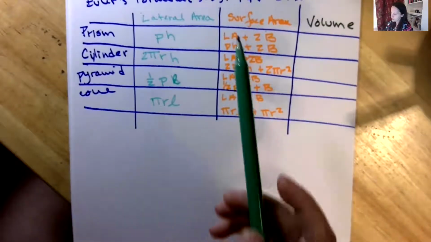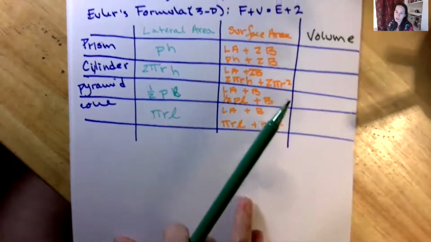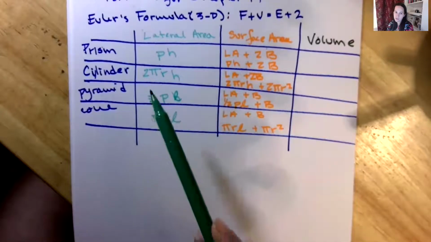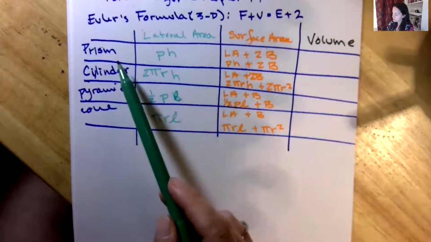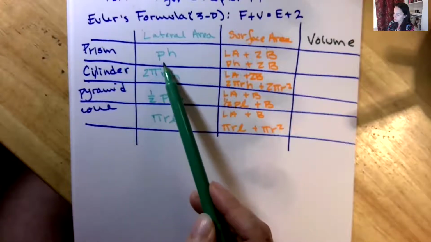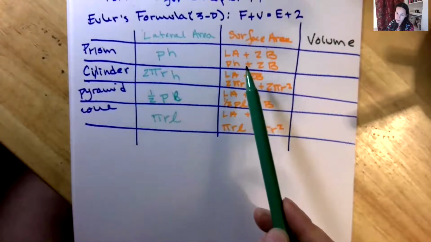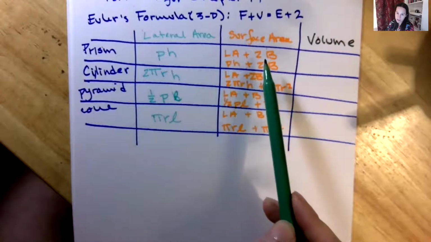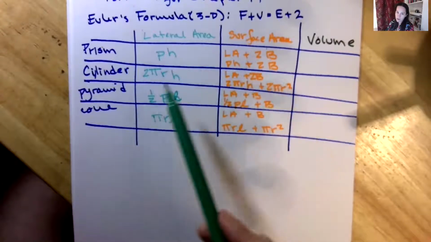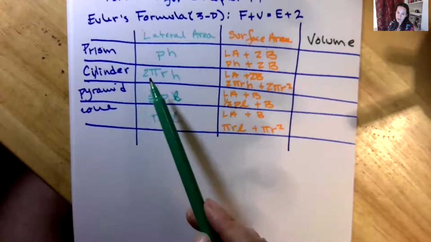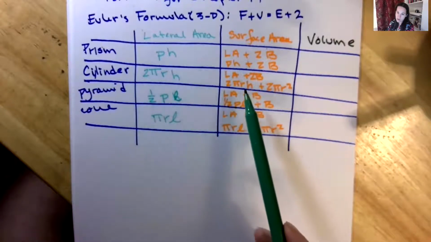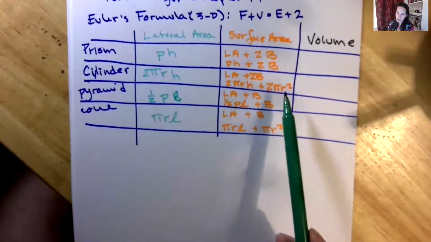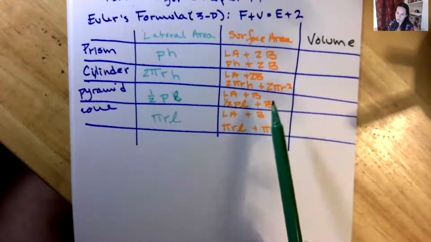So far we have dealt with area. We have talked about lateral area and surface area for prisms, cylinders, pyramids, and cones. So remember that for a prism, lateral area is the perimeter times the height, while the surface area is the lateral area plus the area of the two bases. For a cylinder, the lateral area is the circumference times the height, where the surface area is the lateral area plus the area of the two bases, which would be the area of two circles.